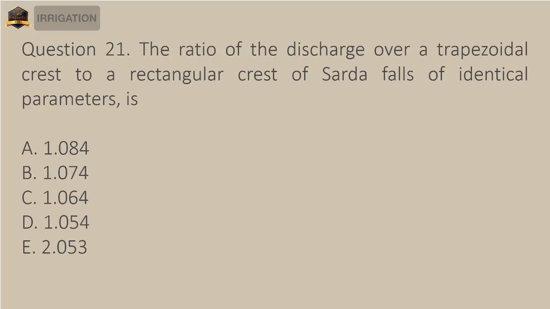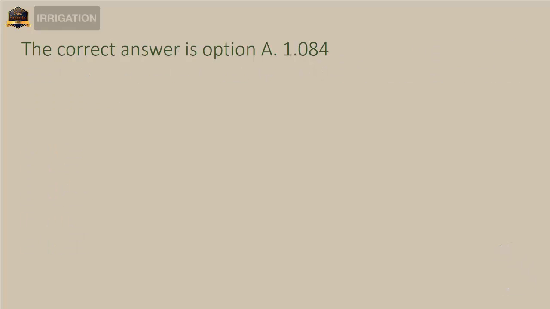Question 21. The ratio of the discharge over a trapezoidal crest to a rectangular crest of Sarda Falls of identical parameters is A. 1.084, B. 1.074, C. 1.064, D. 1.054, E. 2.053. The correct answer is option A, 1.084.